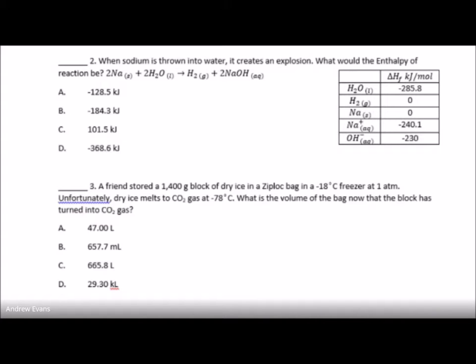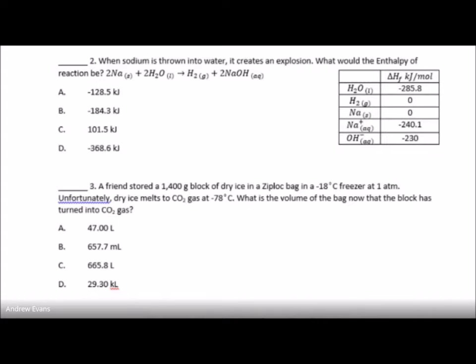Three, a friend stores a 1400 gram block of dry ice into a Ziploc bag at negative 18 degree freezer at 1 atmosphere. Unfortunately, dry ice melts at negative 78. So CO2 melts at negative 78. What would the volume of the bag be now that the block has turned into CO2 gas? So the bag would expand until the pressure volume is where.